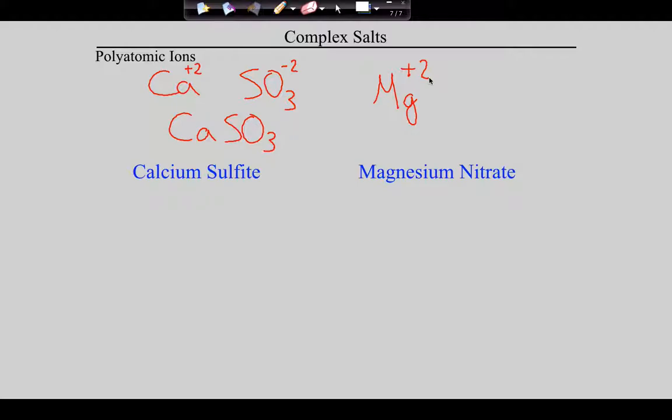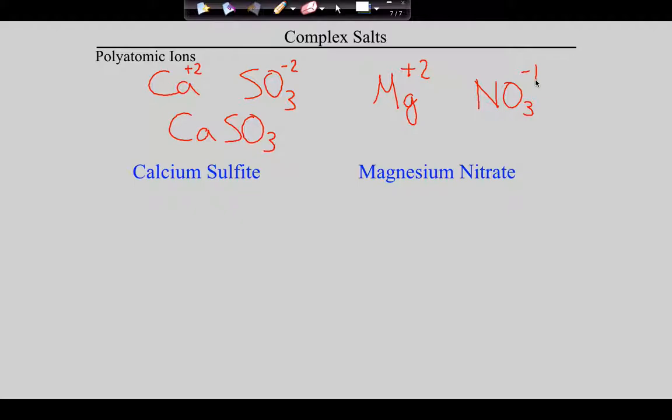Now we need to know what nitrate is. And notice it's not nitride. It is not nitrogen. It's nitrate, ends in ATE. And we find that in the -1 column near the bottom. Nitrate is NO3, and its charge is -1.